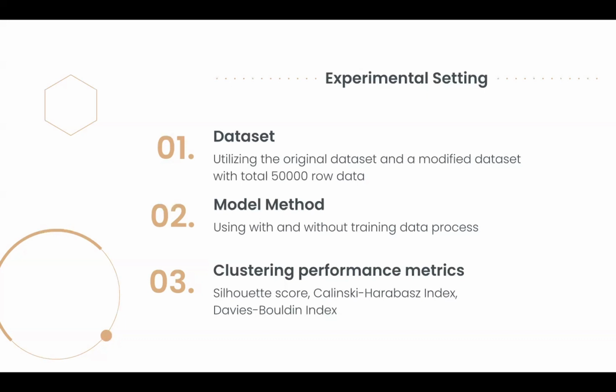The second case involves testing with and without using training models. This aims to assess the performance of the stream clustering algorithm. And the last one, we use three types of clustering performance metrics: the Silhouette score, the Calinski-Harabasz index, and the Davies-Bouldin index.